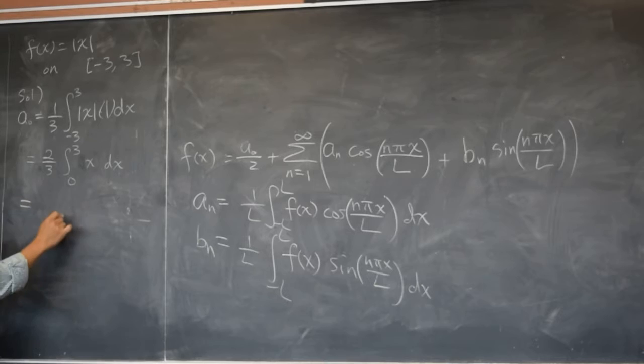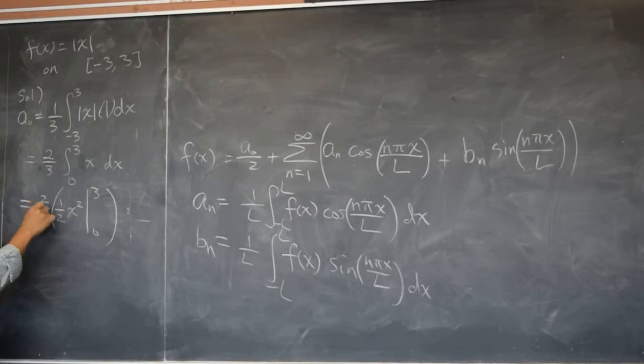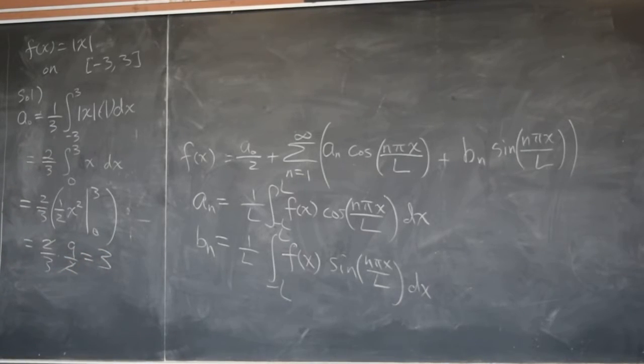Okay, now you integrate this. It's 1 half x squared, with 3 and 0 plugged in. So it's 2/3 times, when you plug in 3, 9 over 2. The 2 cancels, 9 over 3 is 3. So you get 3 as A0.